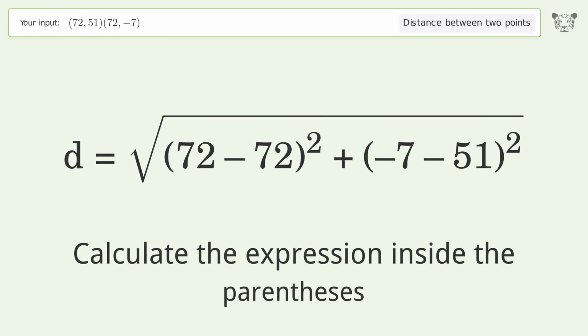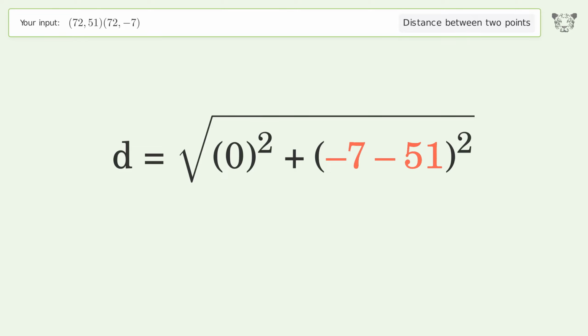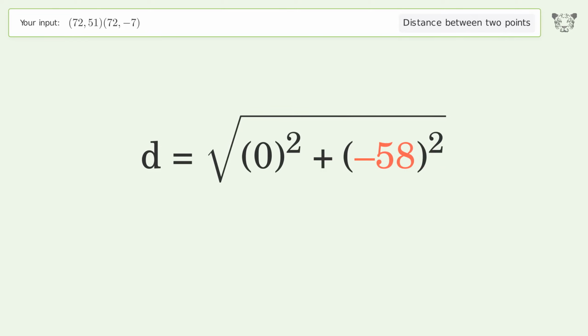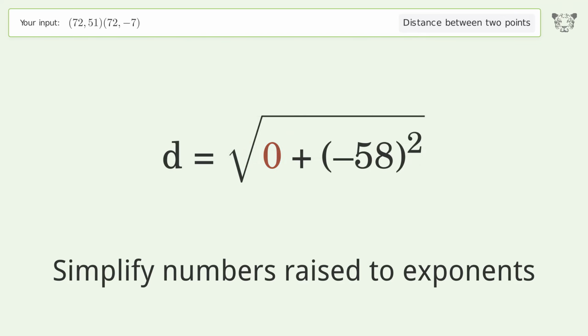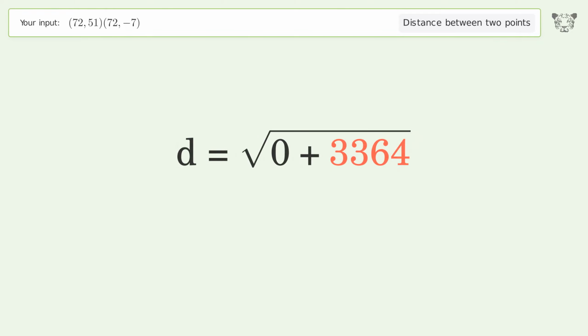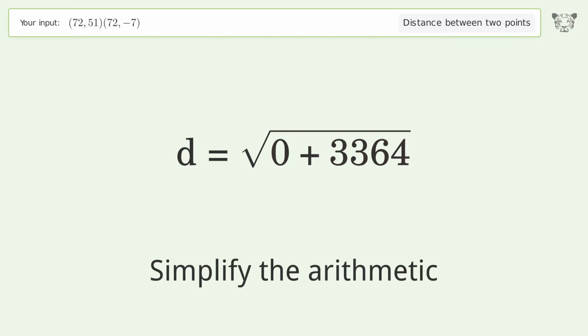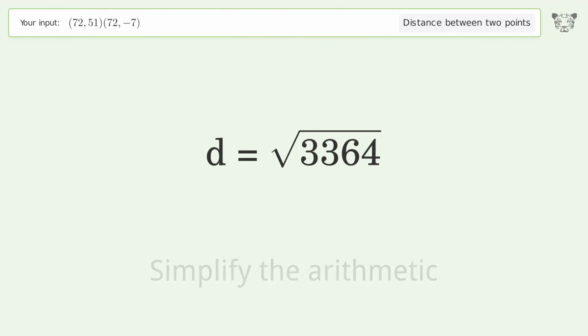Calculate the expression inside the parentheses. Simplify numbers raised to exponents. Simplify the arithmetic. And so the distance between the 2 points is the square root of 3,364, or 58.